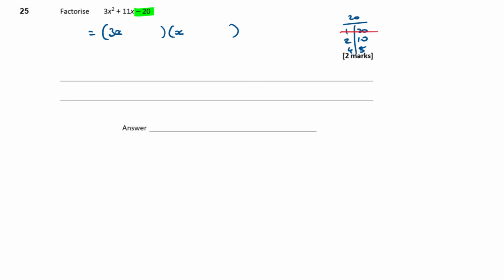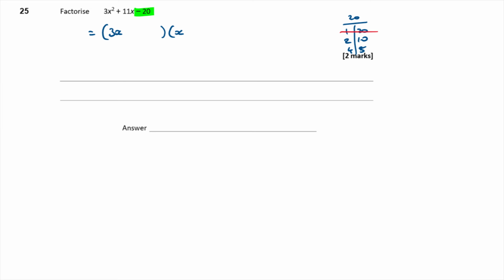2 and 10, so if we put the 2 there and the 10 there, 3 times 10 is 30, 2 times 1 is 2, 30 take away 2 is 28, doesn't work. Okay, try it the other way around. 10 and 2, does that work? 3 2s are 6, take away 10, it's going to have a difference of 4, that's not going to work either.